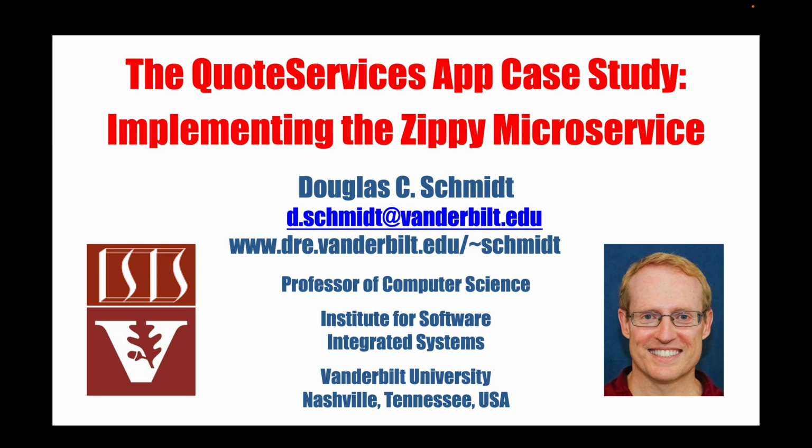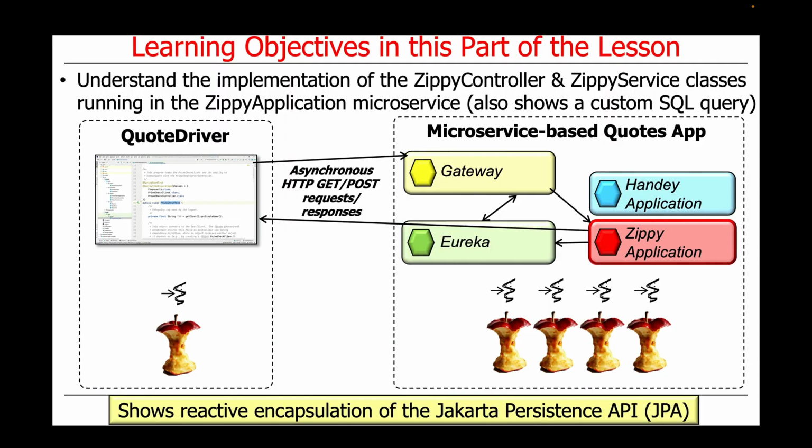So now that we've walked through the structure and functionality of the Zippy microservice, let's take a look at its implementation. In particular, we're going to take a look at how the ZippyController and ZippyService classes are implemented, as well as briefly the Zippy application itself. And we'll also show how we can implement a custom SQL query using the various JPA programming API methods.